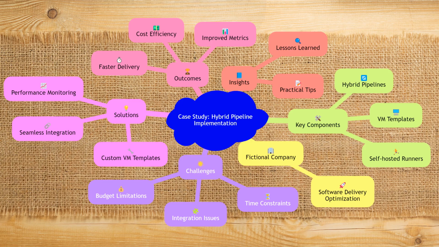To bring all these concepts together, we'll examine a case study of a hybrid pipeline implementation. This case study will illustrate how a fictional company leveraged hybrid pipelines, VM templates, and self-hosted runners to optimize their software delivery process. We'll explore the challenges they faced, the solutions they implemented, and the outcomes they achieved. This real-world example will provide valuable insights and practical tips for implementing similar solutions in your own organization.